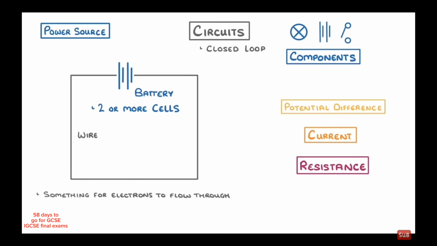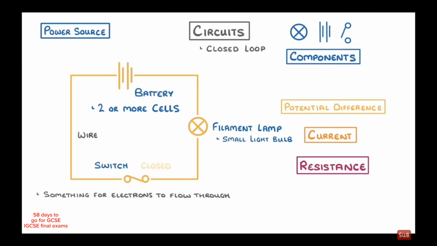Another common symbol is for the filament lamp, which is just a small light bulb. So if we added one to our circuit and turned on the battery, then it would light up. We could also add a switch, which could be closed, allowing current to continue flowing around the circuit, or open, which would disrupt our circuit, and so turn off our light.